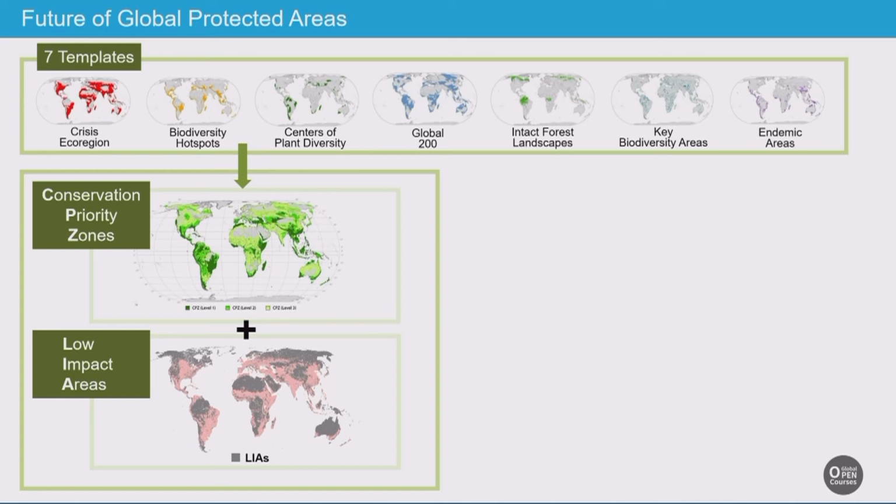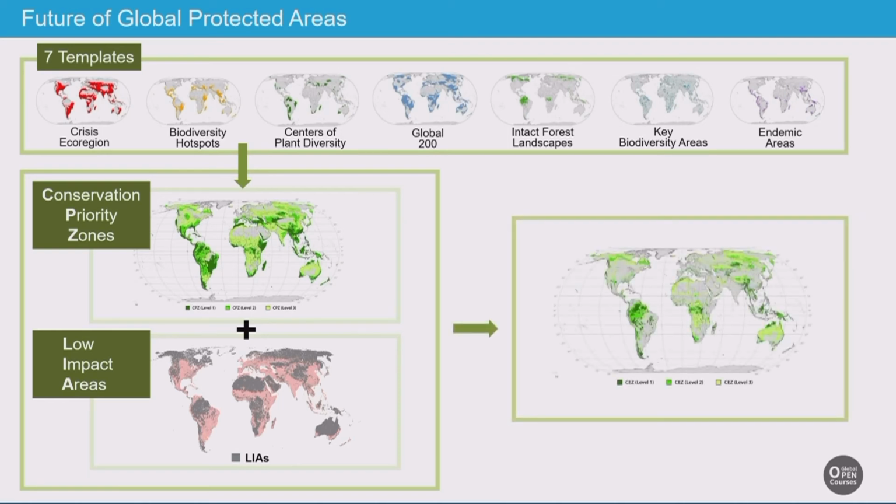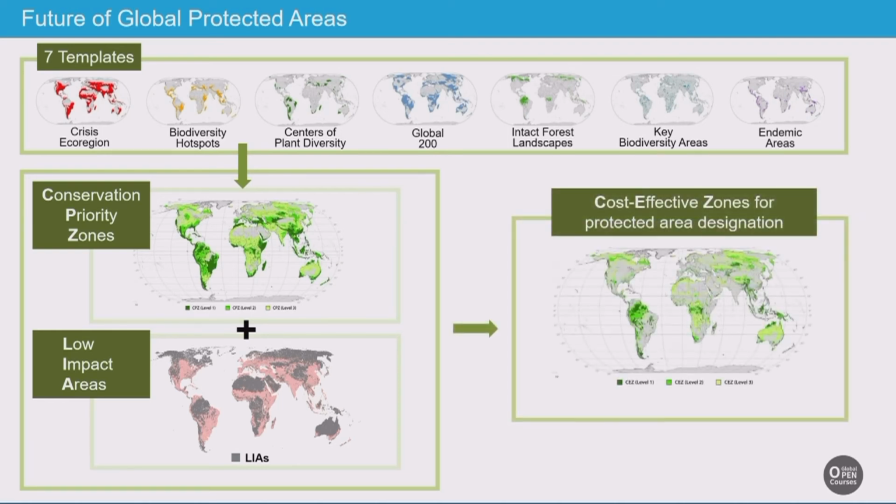So if we overlay the conservation priority zones and low impact area zones, we get the regions called cost-effective zones for protected area designation. So these regions are the ideal places where we can establish new national parks and protected areas.